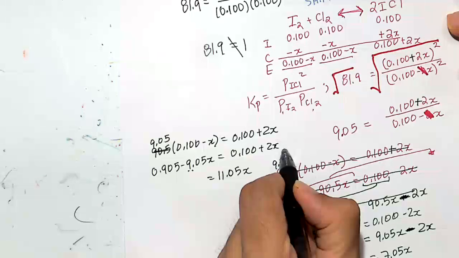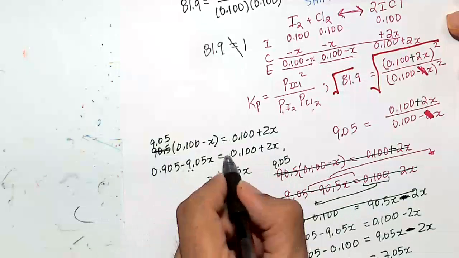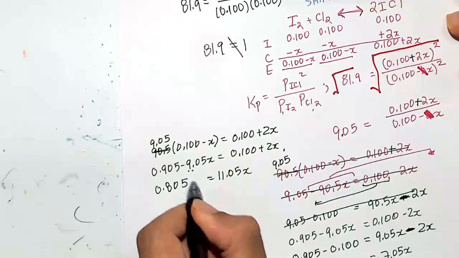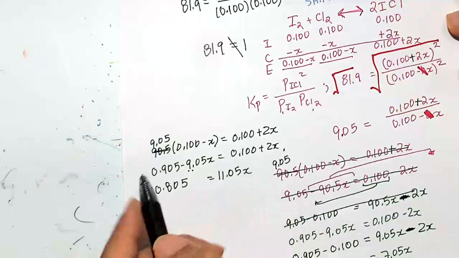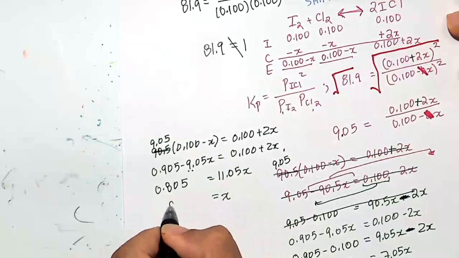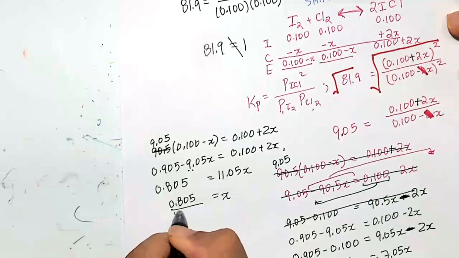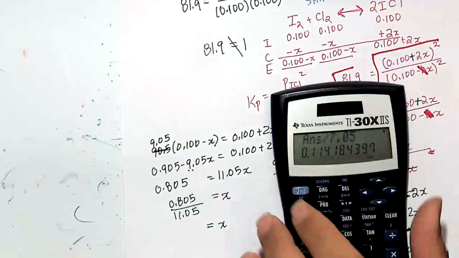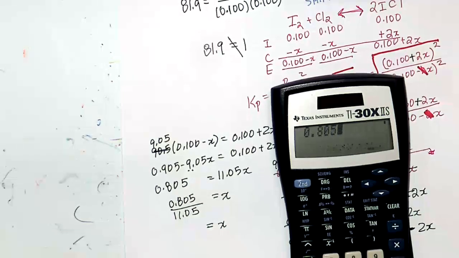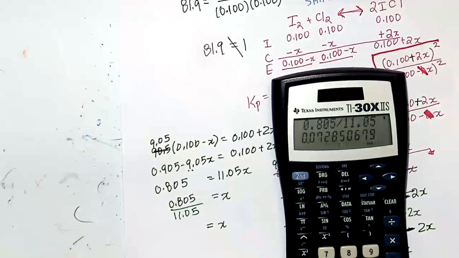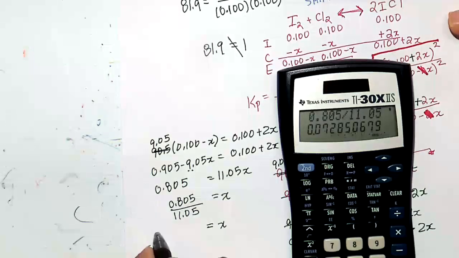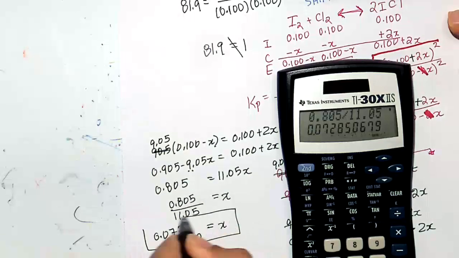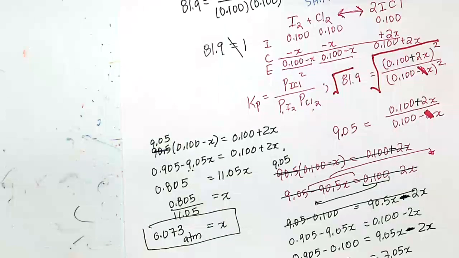Okay, so minus 9.05, moving it to this side, should be 11.05. 0.905 minus 0.1 is 0.805. Wait, why is it 0.805? Because 0.905 minus, oh, 0.1. Okay. Yeah, good. All right, I'm going to cross my fingers here and hope this is correct. 0.07, this makes a lot more sense. 0.073 atmospheres. Okay. Oof.